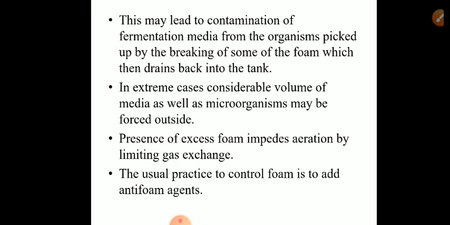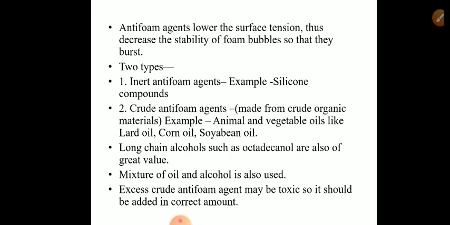How do we control the foam? By adding antifoam agents. What do antifoam agents do? They lower the surface tension of the bubbles. They decrease the stability of the foam bubble and the foam bubbles burst. Okay, so antifoam agents lower the surface tension of the foam bubbles. They decrease the stability of the foam bubbles and the bubbles burst. This is how foam formation is controlled.